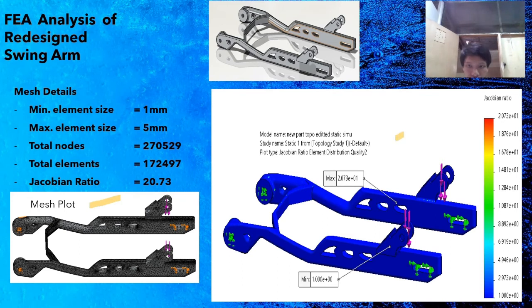As we see in this figure, the Jacobian ratio is 20.73, but compared to the whole model, most part in the model has blue color, which has a low Jacobian ratio. Only a few small dots on the model have higher Jacobian ratio. So we assume that this mesh still has a good quality and the result is still reliable. Besides that, the Jacobian ratio of 20.73 is still within the benchmark of 40. Thus, the Jacobian ratio is accepted.